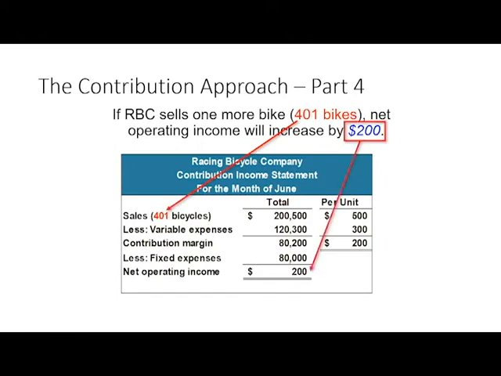In another situation, if the company sells 401 units of bicycles, the company is not at the break even, and here we find 200 as the net operating income.